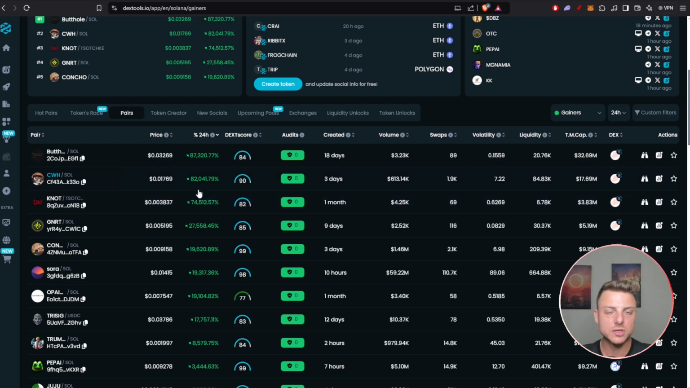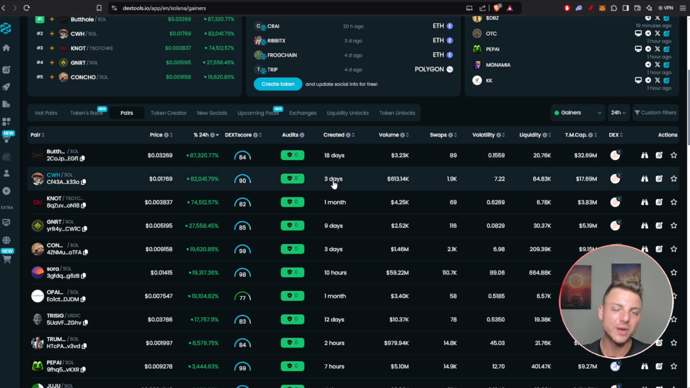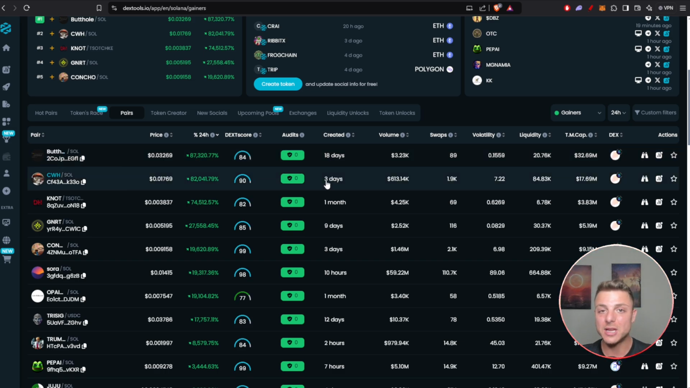This is really useful because not only can we see that we've found top trending meme coins that are up a large percentage, but also on this right hand side we can see when the coin was created. You would know that when I'm looking for copy trading targets, I like to focus on coins that are no more than about a week old. So this first coin being 18 days old, I wouldn't particularly be looking at that one. This one being 3 days, perfect. 1 month, I would move on from that one.